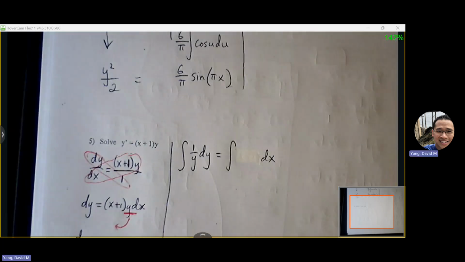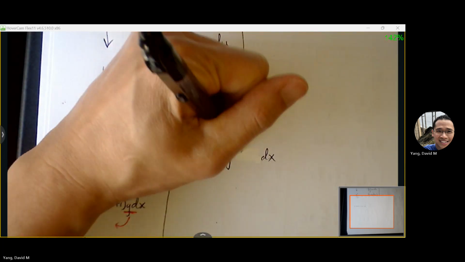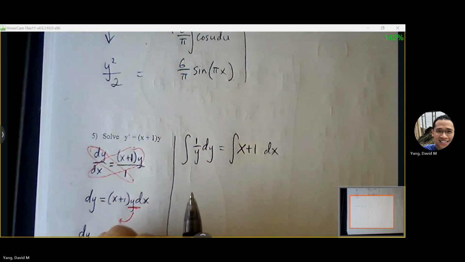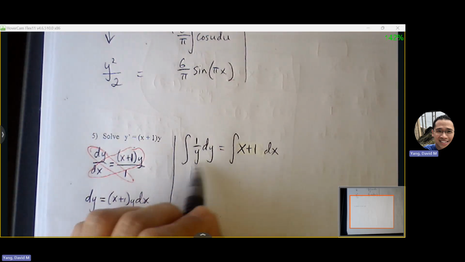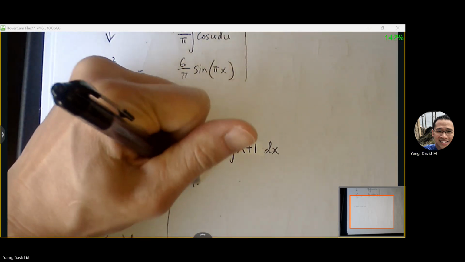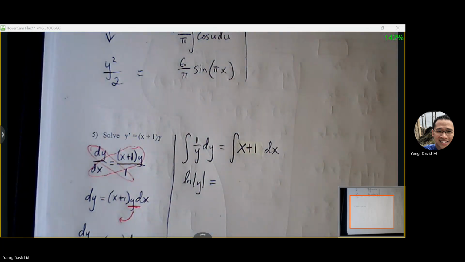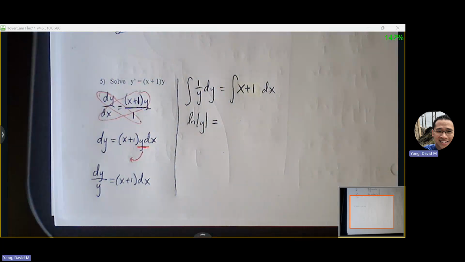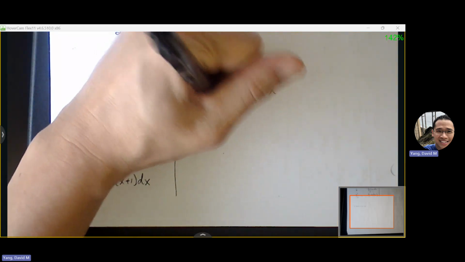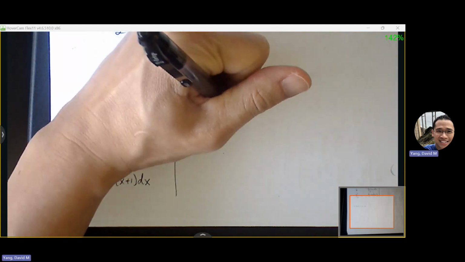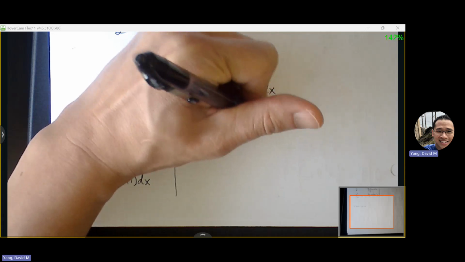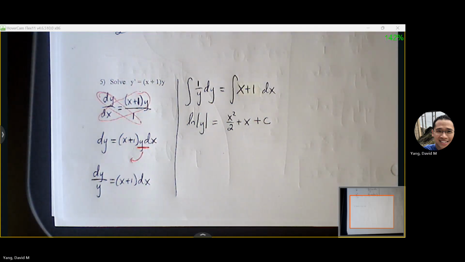So you drop the parentheses and, all right, so 1 over y dy, this is 1 over u du, this is natural log. Right side, power rule, x becomes x squared over 2. 1 becomes x, and then plus c. Everything is up at the function level.